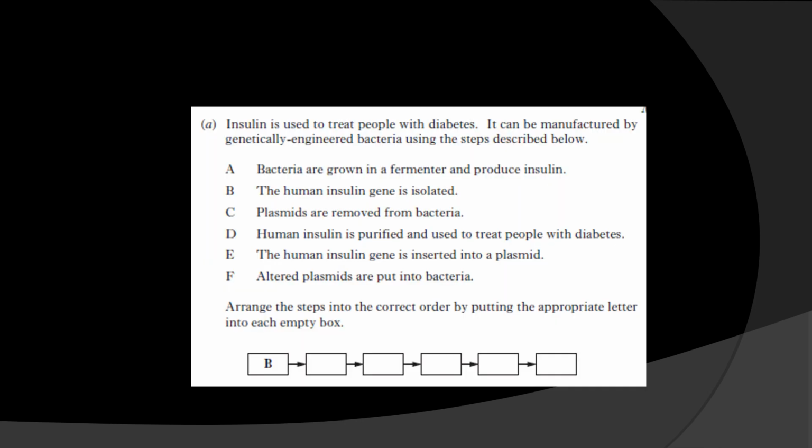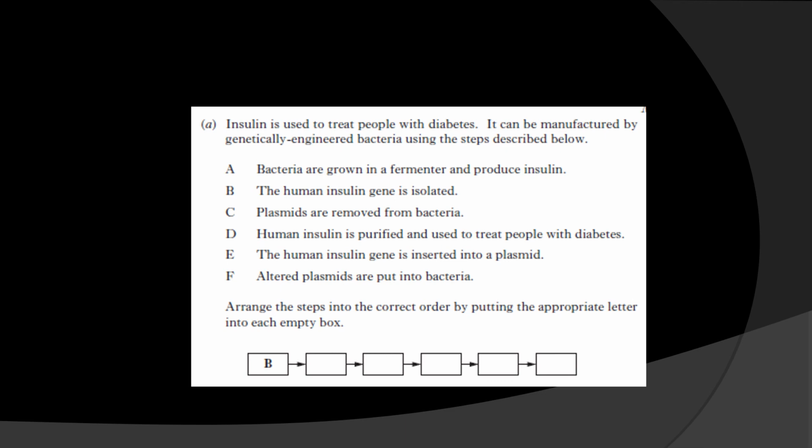So the next question says, insulin is used to treat people with diabetes. It can be manufactured by genetically engineered bacteria using the steps described below. So A, bacteria are grown in a fermenter and produce insulin. B, the human insulin gene is isolated. C, the plasmids are removed from bacteria. D, human insulin is purified and used to treat people with diabetes. Then E, the human insulin gene is inserted into the plasmid, and F, altered plasmids are put into bacteria. So it says arrange the steps into the correct order by putting the appropriate letter into the empty box.